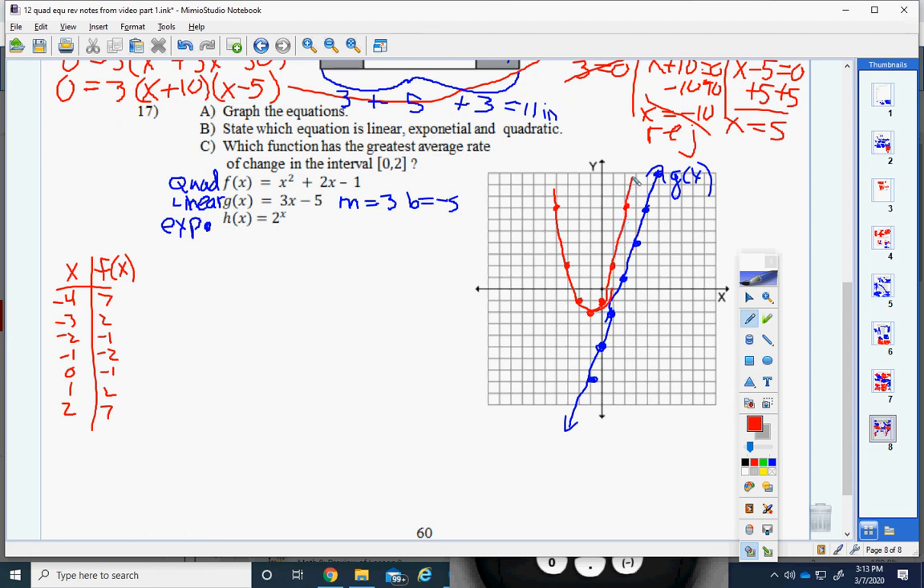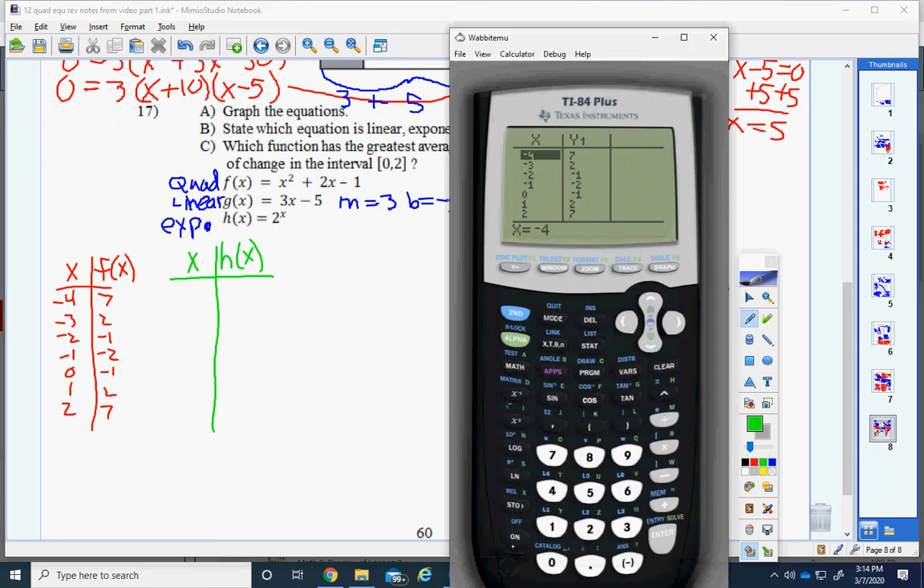This pen is so hard to use. This is f of x, and h of x I guess I'll do in green. This one I know is going to have a horizontal asymptote. I know that it approaches something but never touches it. In this case it's going to be the x-axis. 2 to the x.